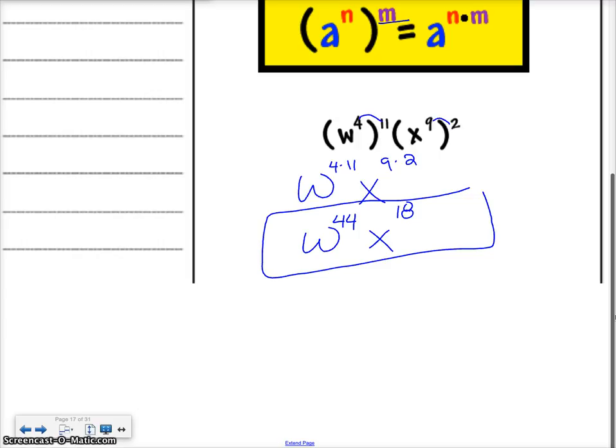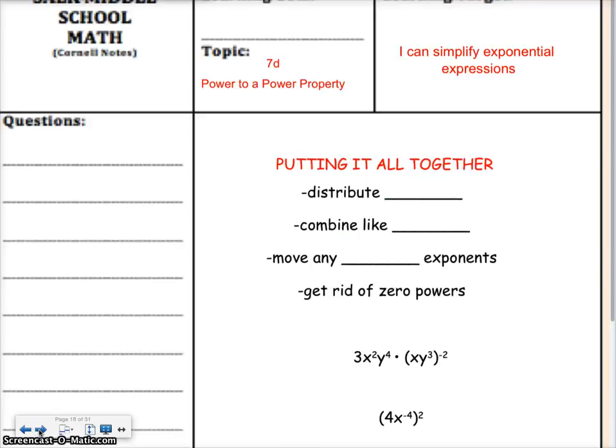Okay? Now you could do w to the 4th 11 times. Have fun with that. I would not ever personally do that. You could do 9x's twice and you could get it that way. Okay, moving to the next page.